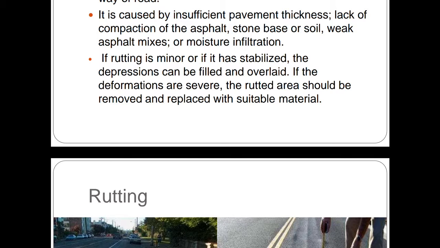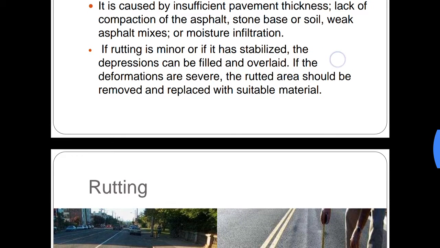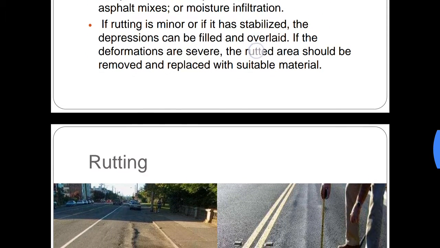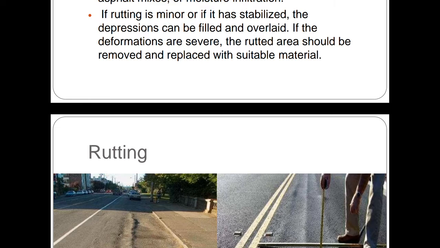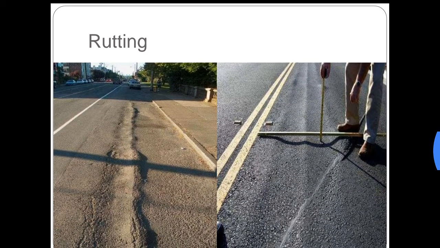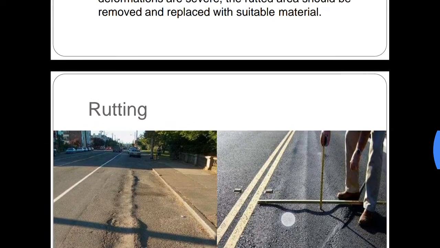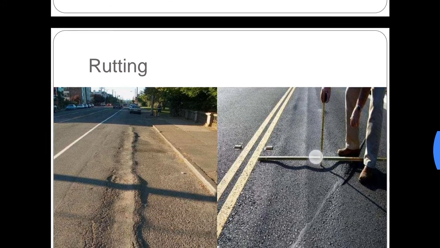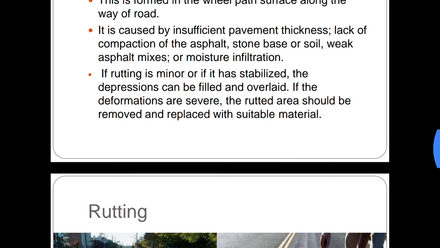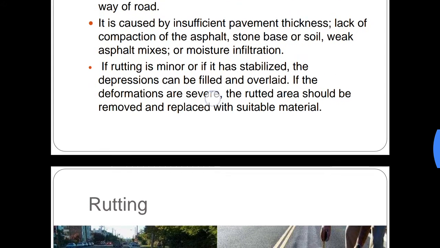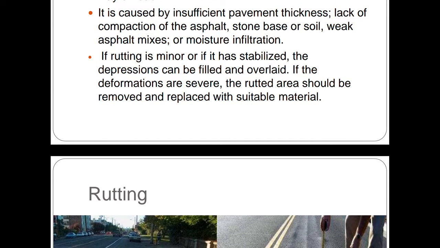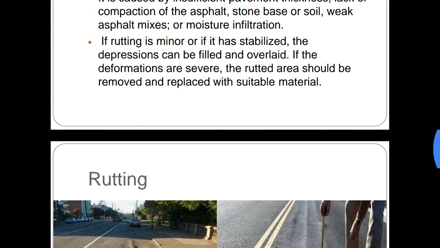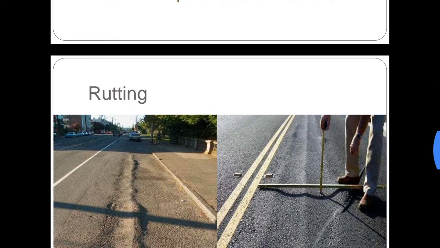If rutting is minor or if it has stabilized, the depressions can be filled and overlaid. If the rutting is not of greater magnitude, then what we can do is fill in this depression using a bituminous mix and then compact it. If the deformations are severe, the rutted area should be removed and replaced with a suitable material.